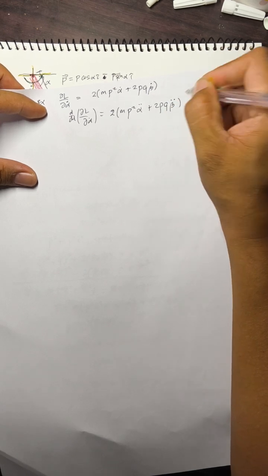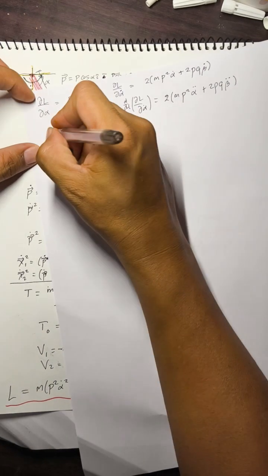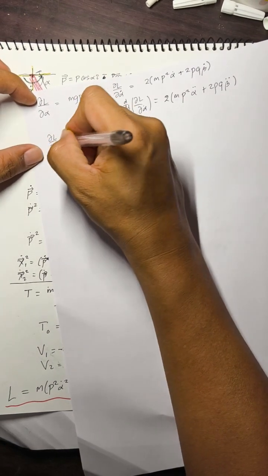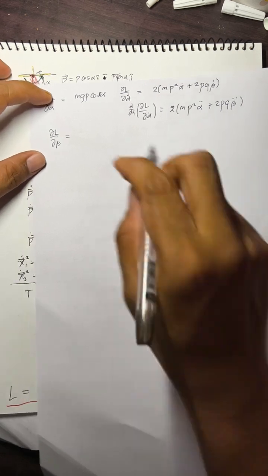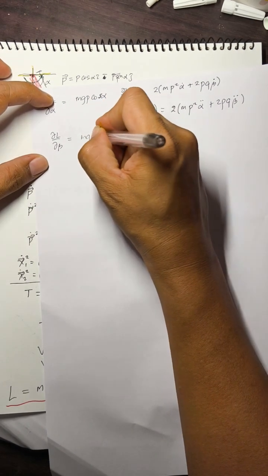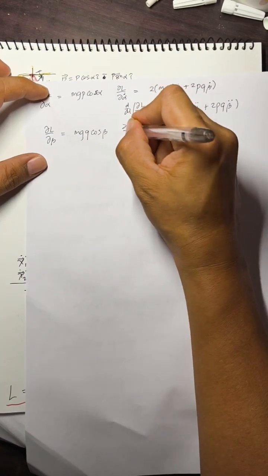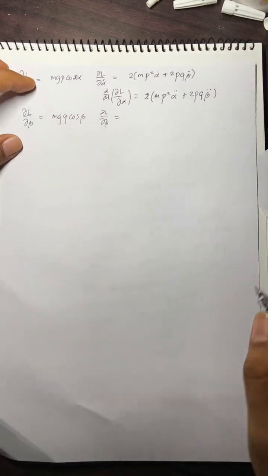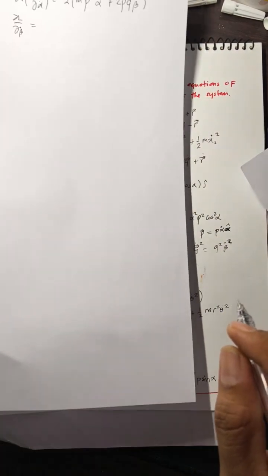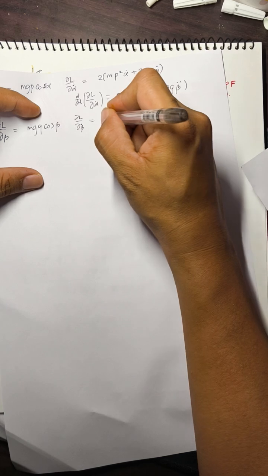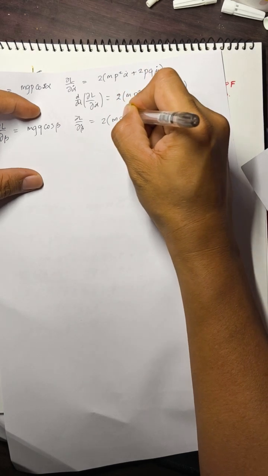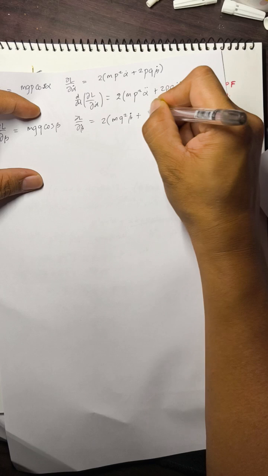Okay, did I miss something? No. 2pq beta double dot. Okay, and of course, if you take partial L over partial beta, it will be the same. This is mgq cosine of beta, and partial L over partial beta dot would give us, similarly, 2 times mq squared beta dot plus 2pq alpha dot.